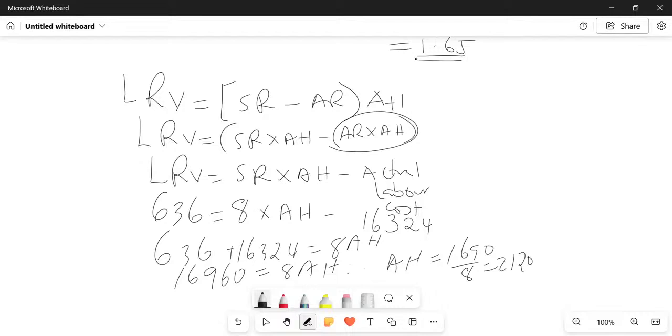So once I get this AH, are you able to answer the question now asked by the examiner? The question asked by the examiner is all about actual rate. How will you get it? You take 16,324 divided by?